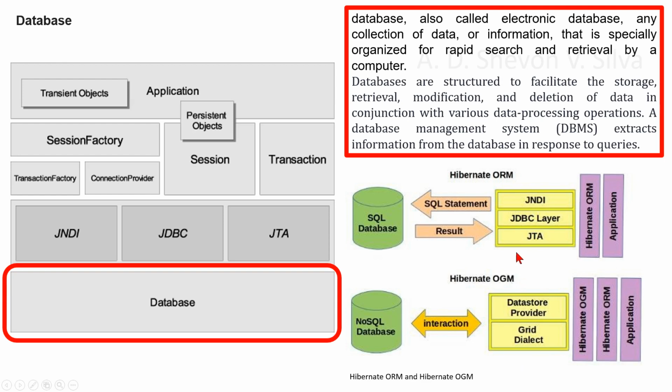Here you can see Hibernate ORM here and the application, then Hibernate ORM, then JNDI, JDBC layer, JTA, and these interact with the SQL database, and SQL statements are passed to the SQL database, and results come from the SQL database. Here you can see Hibernate OGM: application, Hibernate ORM, Hibernate OGM, data store provider, grid dialect, and these are interacting with the NoSQL database.